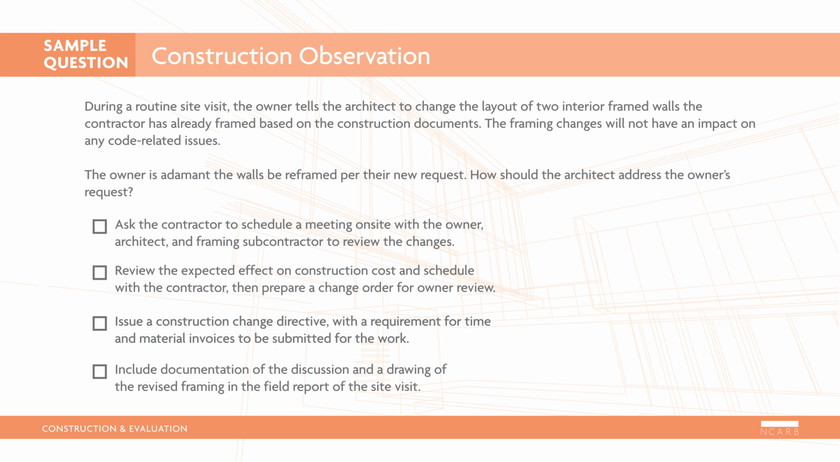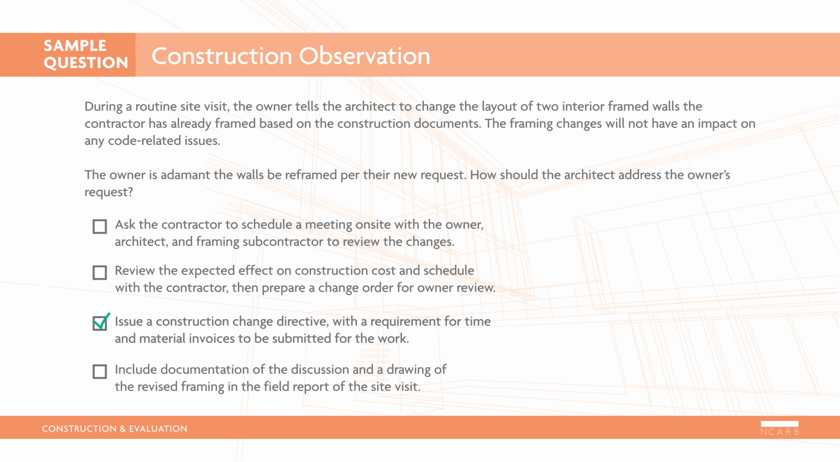Ask the contractor to schedule a meeting on site with the owner, architect, and framing subcontractor to review the changes. Review the expected effect on construction costs and schedule with the contractor. Then prepare a change order for owner review. Issue a construction change directive with a requirement for time and material invoices to be submitted for the work. Include documentation of the discussion and a drawing of the revised framing in the field report of the site visit. Here is the correct response.